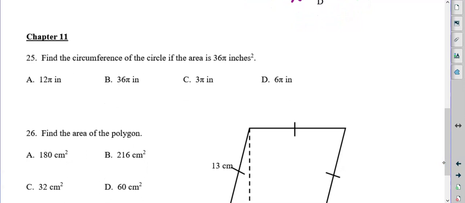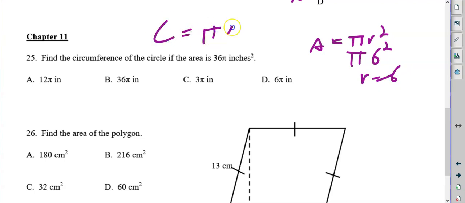On to chapter 11. Find the circumference of a circle if the area is 36 pi. So remember, area equals pi r squared. So that means 36 is really pi 6 squared. So that means that the radius is 6. Well, circumference is pi times diameter. So we double the radius to get 12. And that makes 12 pi.